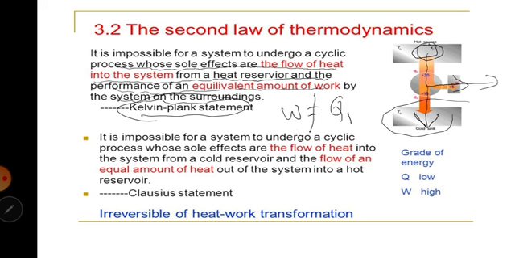If it happened, all the processes would be perfectly reversible. It is impossible for a system to undergo a cyclic process whose sole effect is the flow of heat into the system from a cool reservoir and the flow of an equal amount of heat out of the system into a hot reservoir. Clausius statement: heat can be made to flow from a cool body to a hot body by the expenditure of energy.